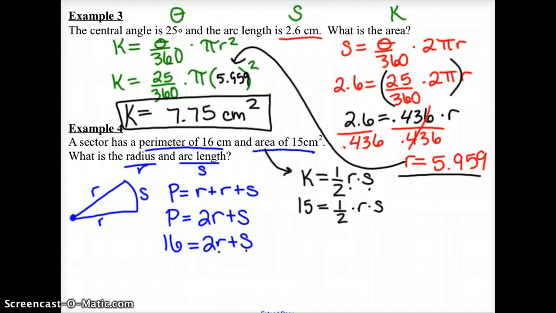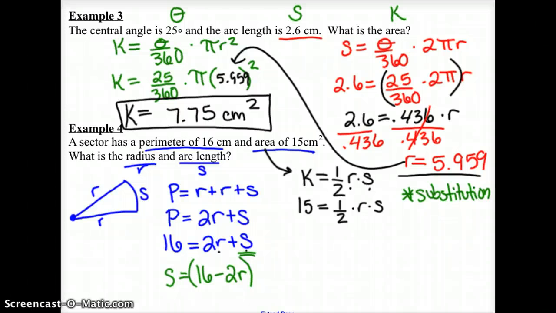Now, since I have 2 unknowns and 2 equations, I need to use the substitution method to find the 2 unknowns. So substitution method, I need to solve for one of the variables. I usually solve for the variable that has the coefficient of 1. It makes the problem much easier. So I can rewrite s equals 16 minus 2 times the radius. I'm now going to plug this into s in the area formula.